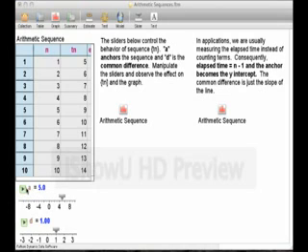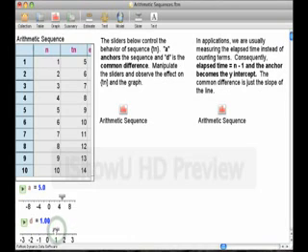A, the anchor, is the value of the first term in the sequence, and D, the common difference, is the common adder that you use to go from term to term. So if I adjust this and make it 2, then I start with 5 and I add 2.